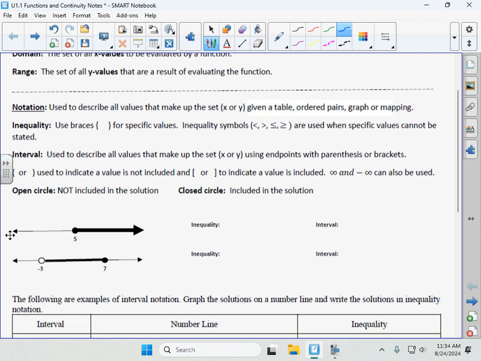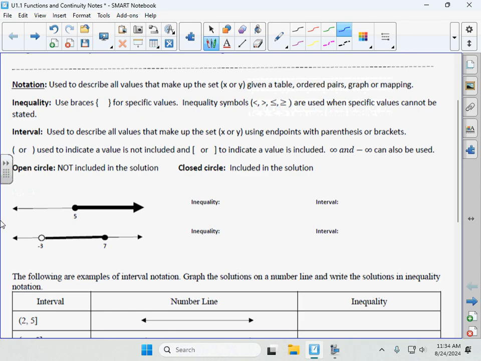All right, notation. We're going to be writing answers in a couple different notations to start off: inequality notation and interval notation. We use notation to describe all the values that make up a set. We can talk about the x values, which is the domain, or the y values, which is the range. We can be given a table to do this, a set of ordered pairs, a graph, or what's called a mapping. I'll give you examples of each of those a little bit later in the lesson.